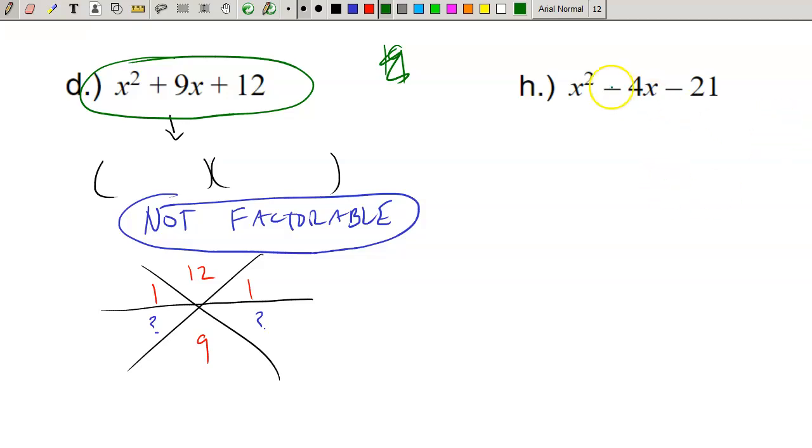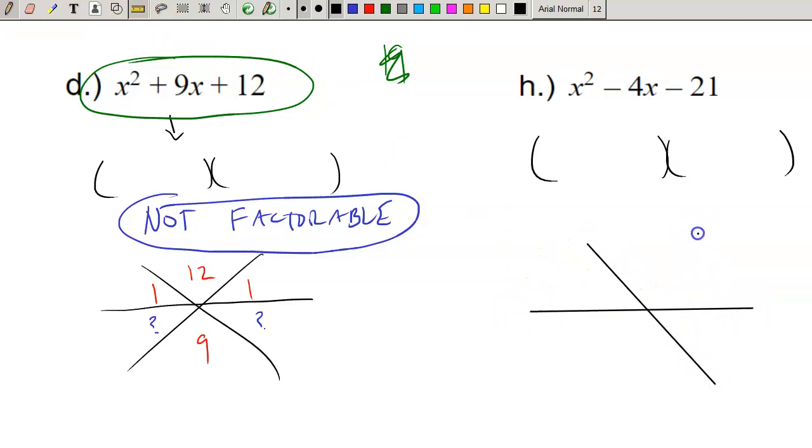All right, let's try H here. Same thing, okay? Nothing that I can pull out, so I'm going to do the 2 parentheses. And I'm going to go ahead and think about, again, snowflake. My a value is 1 and 1. A times c is negative 21, and the middle term is negative 4. So I think about what multiplies up to negative 21 and adds up to negative 4. Hopefully there's something there. I'm thinking 7 and 3, right?